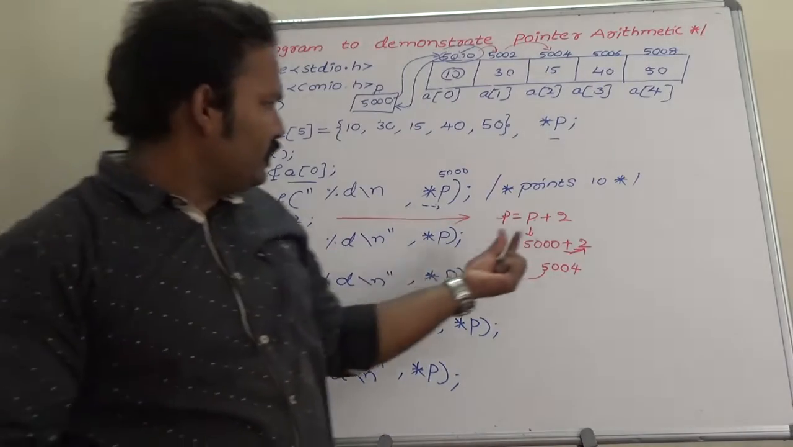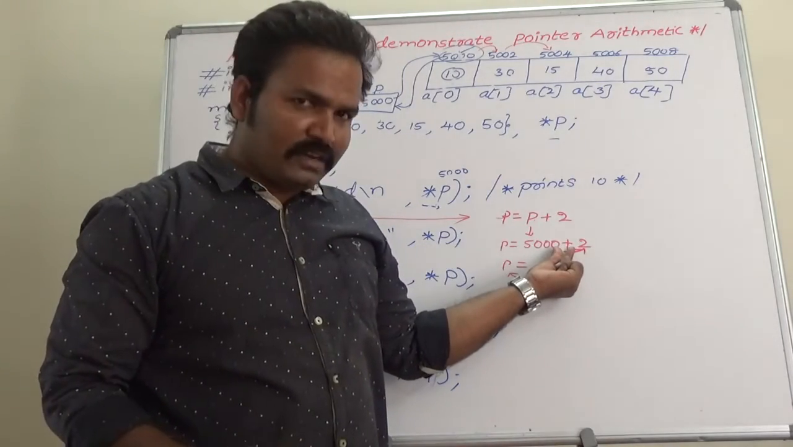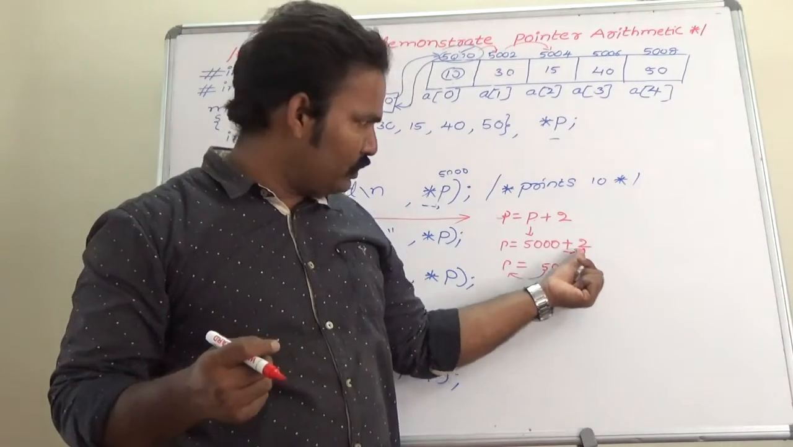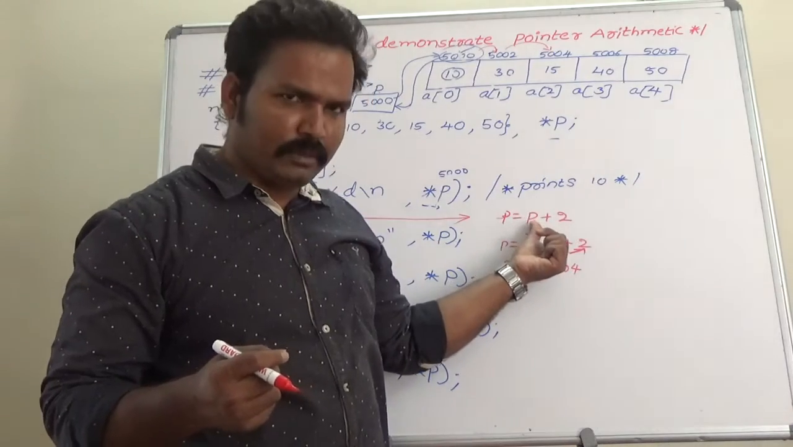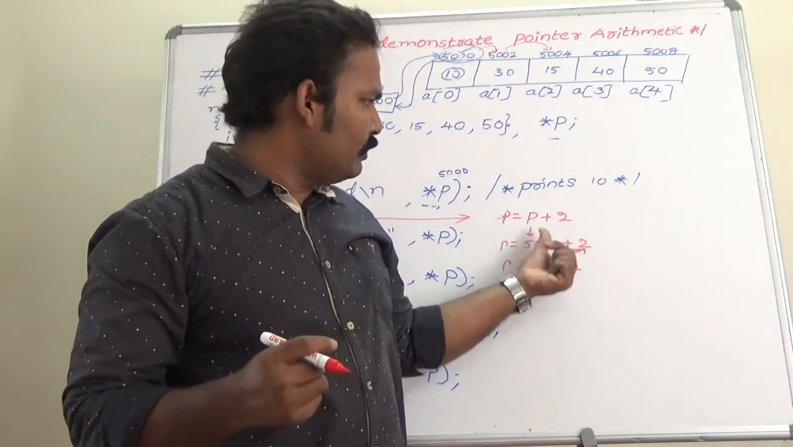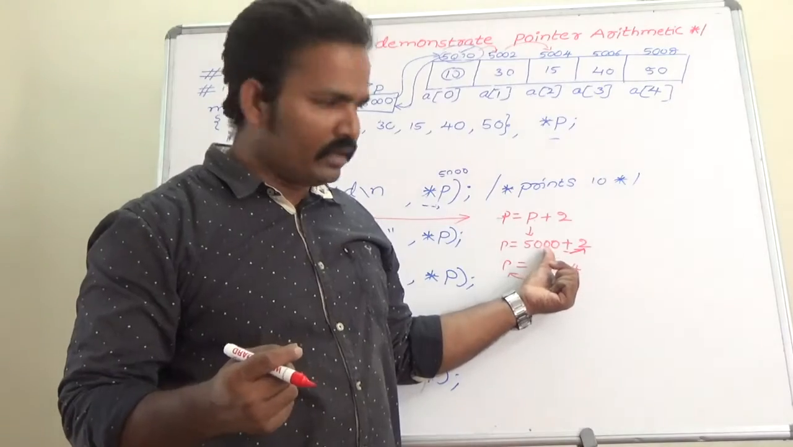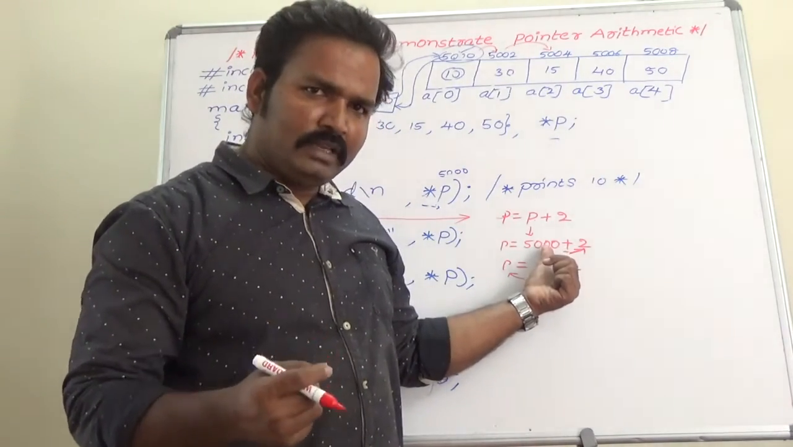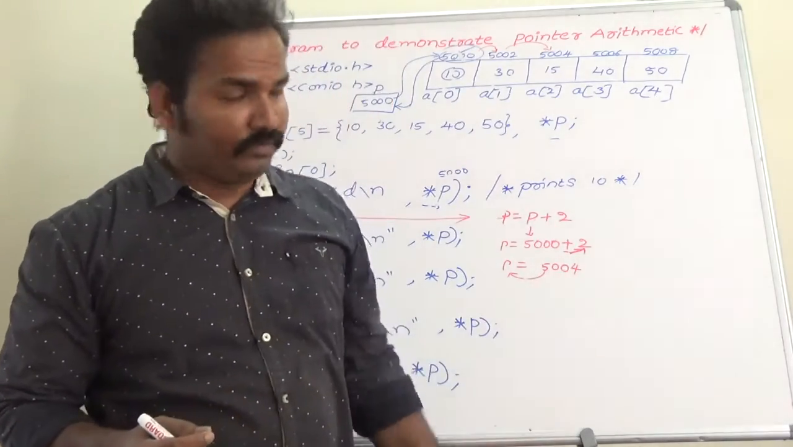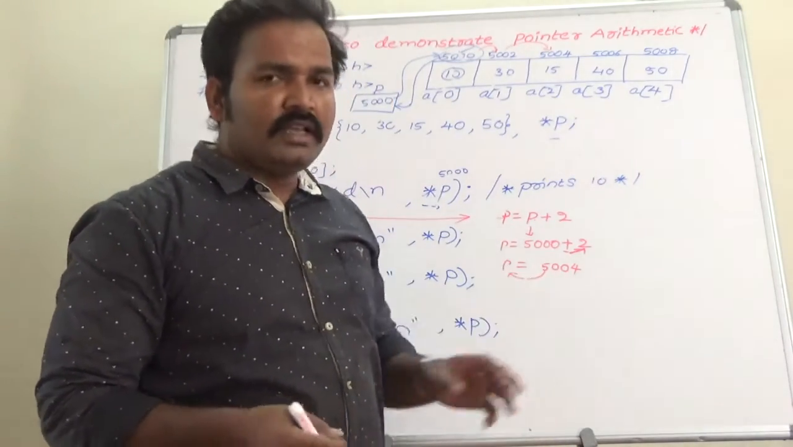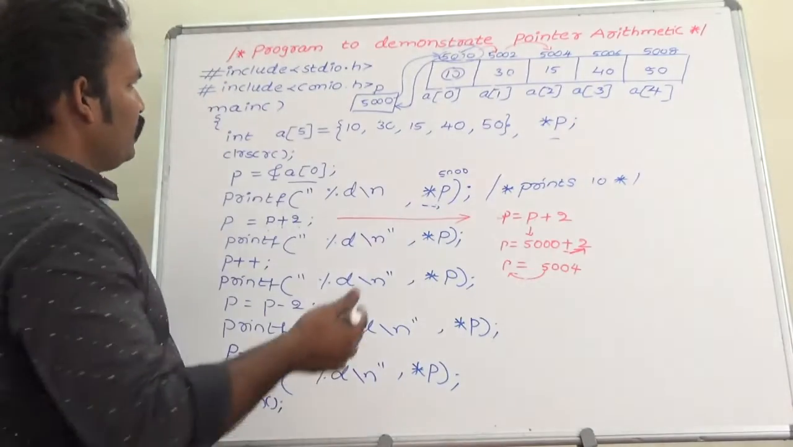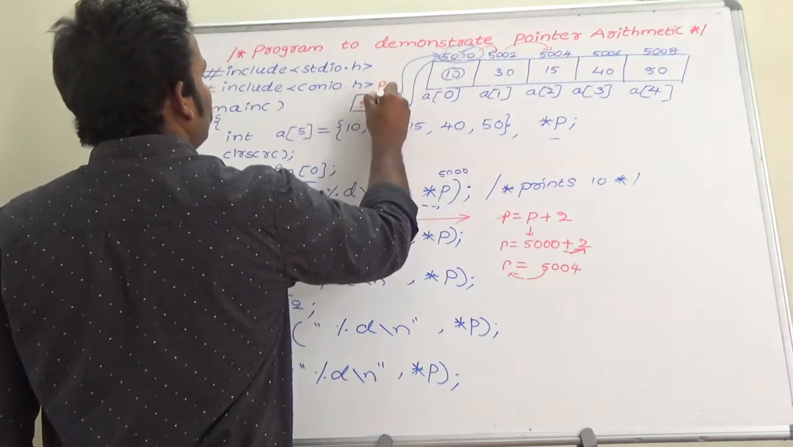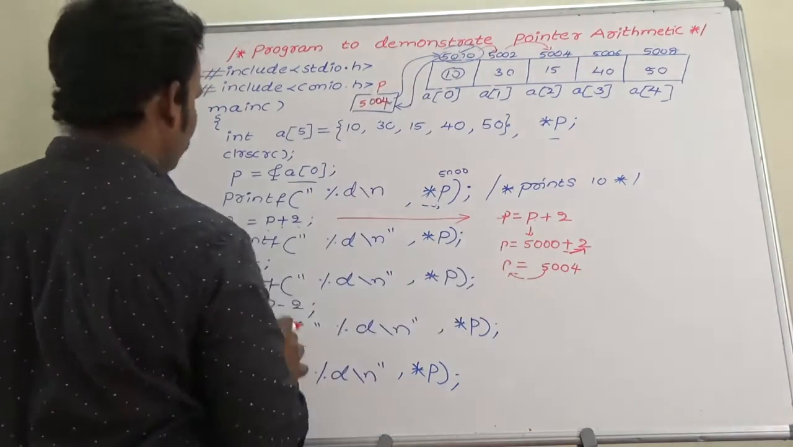So clear? By applying addition of 2 to the pointer variable, where the p pointer variable value or address is 5000, the p value becomes 5004, and this 5004 will be assigned to pointer variable p. Here p value becomes what? p value becomes 5004.